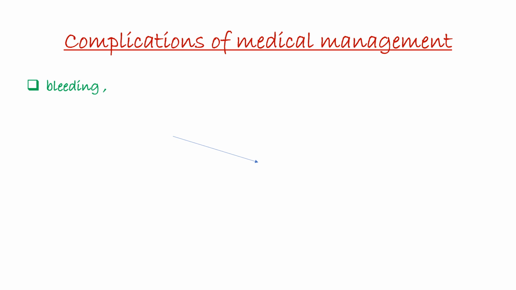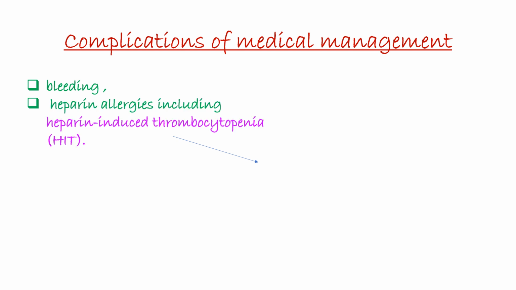So what are the complications? The first and most common complication, because the most common drug that you're going to use is heparin, is bleeding. The second one is a heparin allergy, that is heparin-induced thrombocytopenia, which is said to be most common with unfractionated heparin.